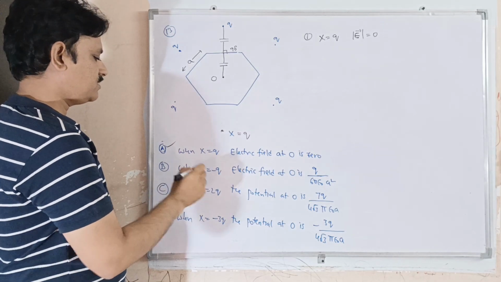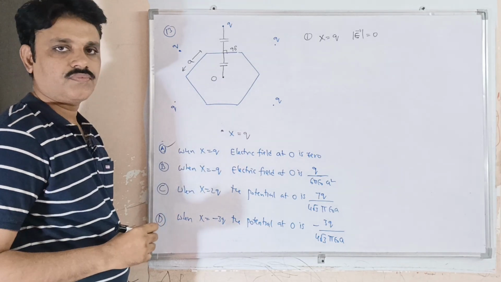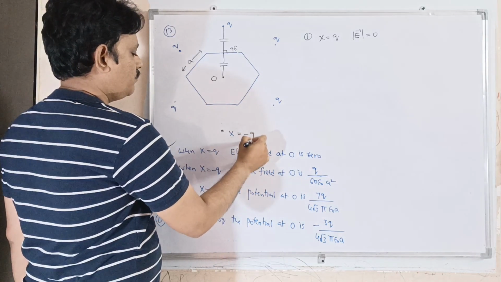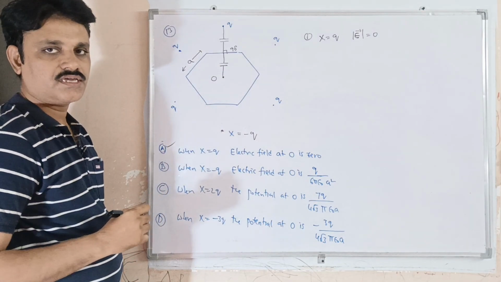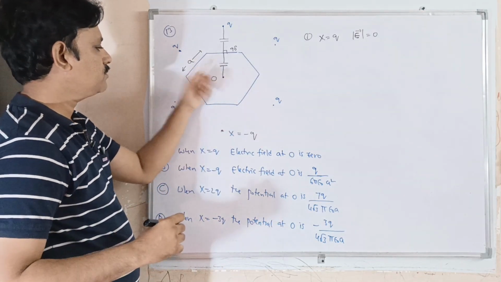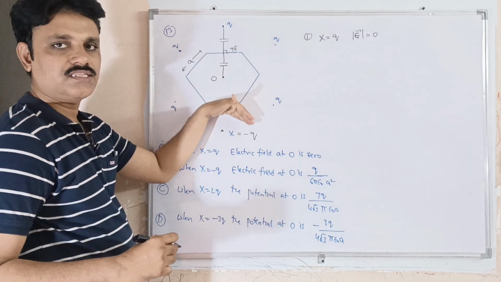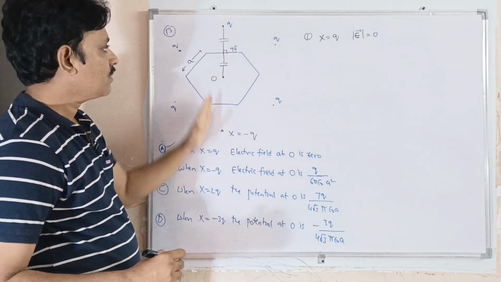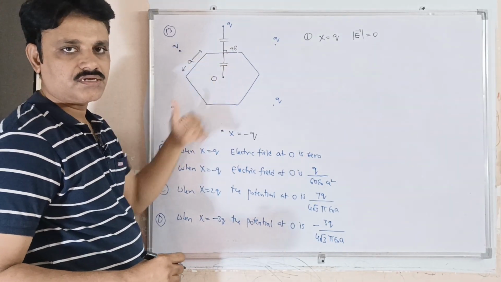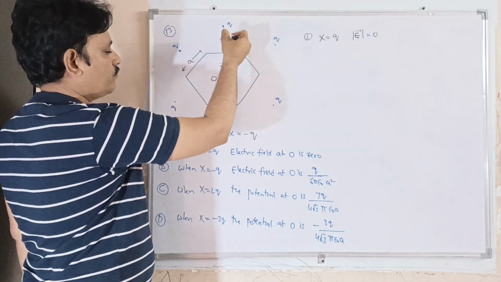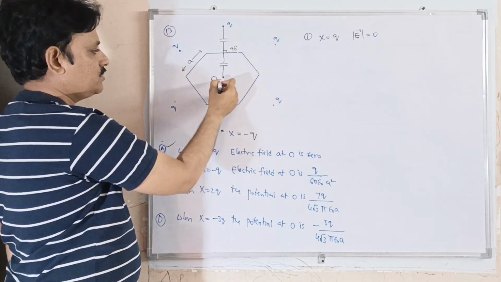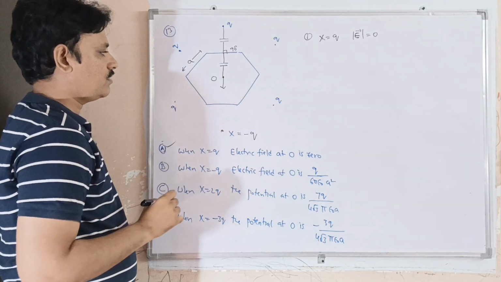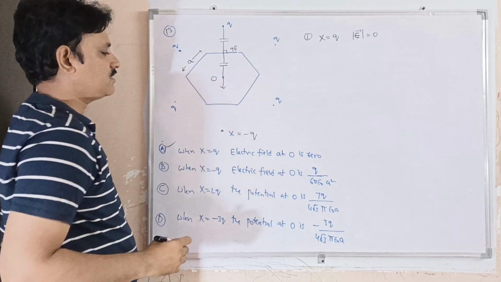And the second point, when x is equal to minus q, electric field at O. Let us suppose the second option, in place of x, minus q is taken. Then what happened? The electric fields with respect to these two charges will cancel each other, and with respect to these two charges will cancel each other. But these electric fields will sum. Why? Because here is the positive charge and here the negative charge, so these two electric fields are along the same direction. That's why we calculate the electric field at point O in this case.